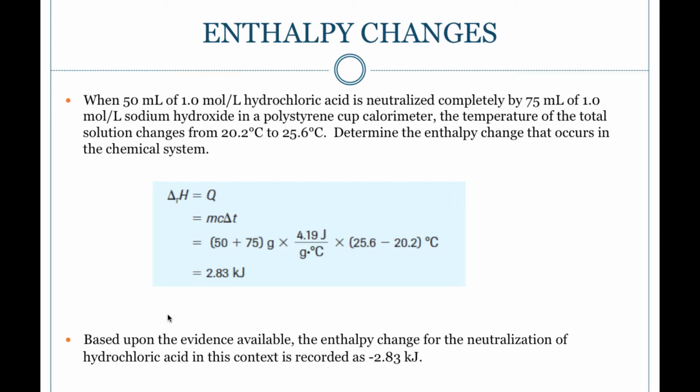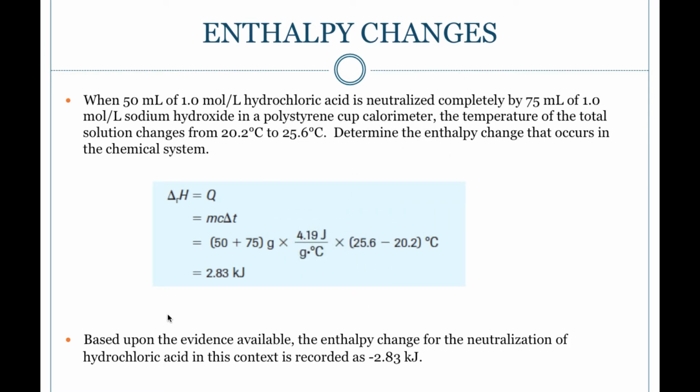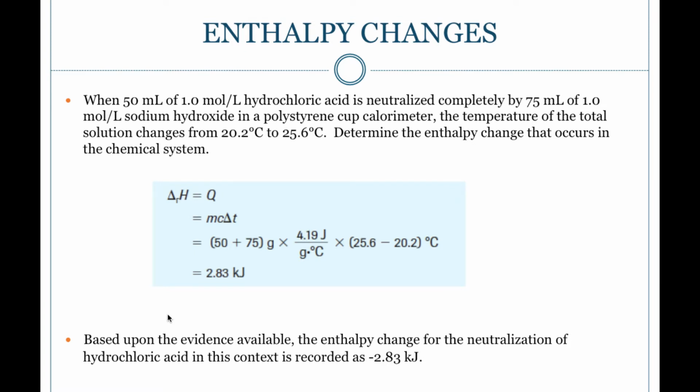Now, the whole question is, though, is this negative 2.83 or is this positive 2.83? So how would we write the delta H for this? Negative or positive 2.83? Well, it got warmer. So if the solution got warmer, then what did the chemicals have to do? Gain heat or lose heat? If it gained heat, wouldn't it have gotten cooler? That's right, it lost heat. Very good, I knew you'd get it. The delta H for this should be negative.